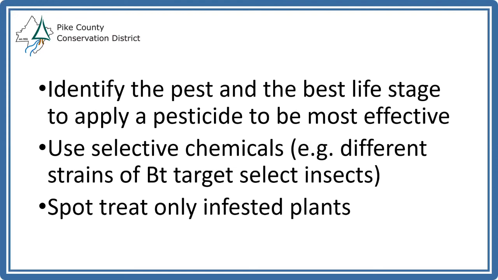Use selective chemicals. As I said earlier, there are different strains of Bt that target select insects. Don't use broad spectrum pesticides because that'll harm your good bugs as well as the ones you're trying to get rid of. And spot treat, most importantly, spot treat only the infested plants. Don't spray. If you notice there's only a pest on one tomato plant, only treat that one tomato plant. You don't need to treat all of them.